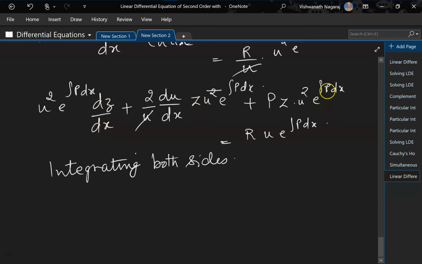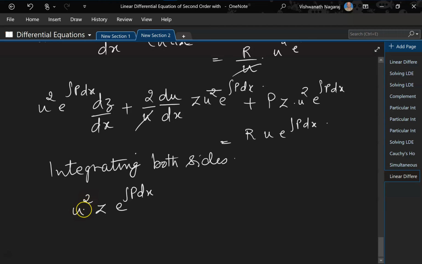And e to the power of integral of p dx, if you differentiate it, what do you get? P times e to the power of integral of p dx. So these three terms are as if we applied a product rule to an expression, and that expression most likely is u square z e to the power of integral of p dx. So what I'm saying is that this is the integral of the left hand side. Now how do we prove it?